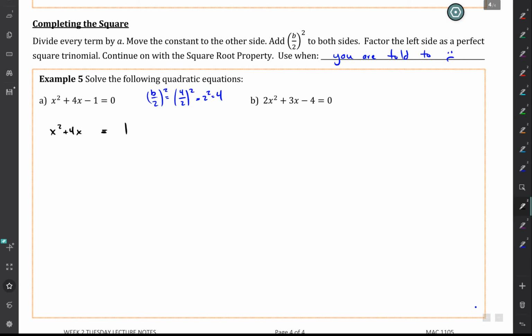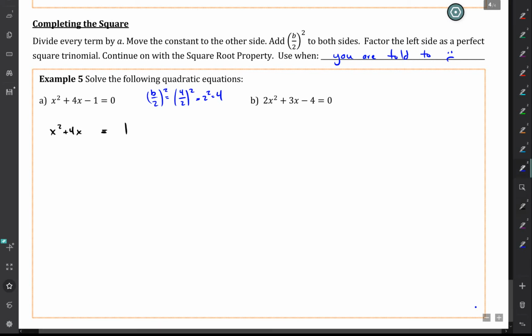And now you're going to add 4 to both sides. That's this part right here. So you add 4 here, and you add 4 there. And so you're left with now x squared plus 4x plus 4 is equal to 5.